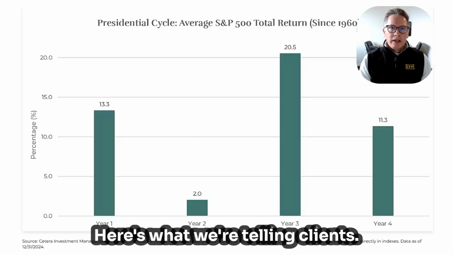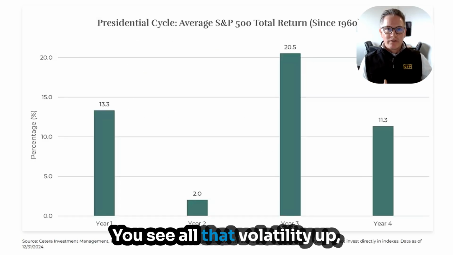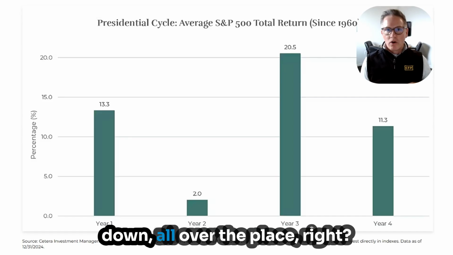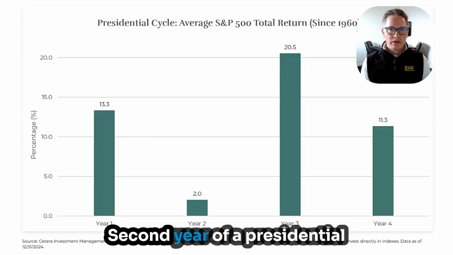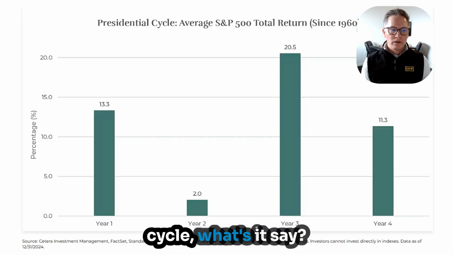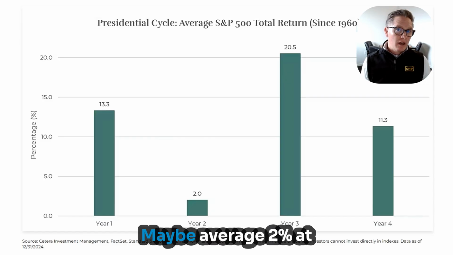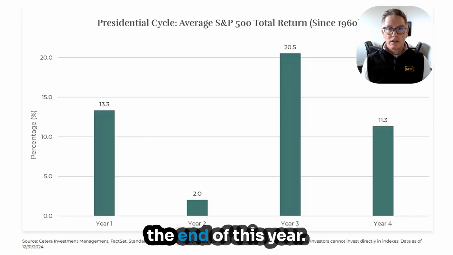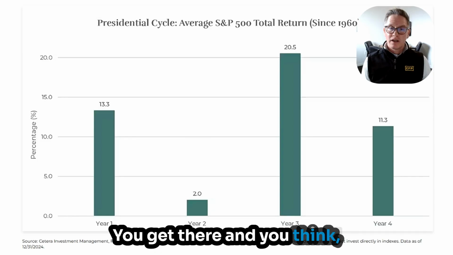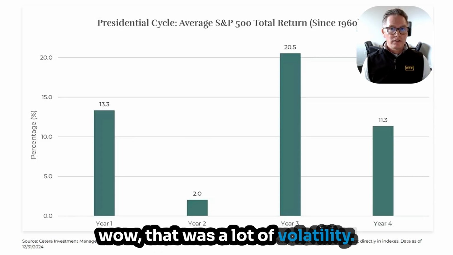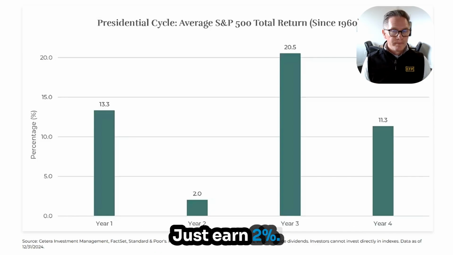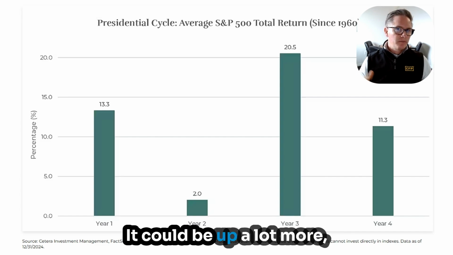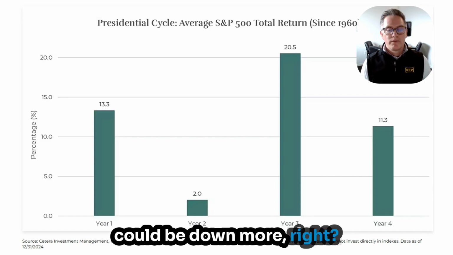Now, here's what we're telling clients. You see all that volatility up, down, all over the place, right? Well, guess what? Second year of a presidential cycle, what's it say? Maybe average 2% at the end of this year. You get there and you think, wow, that was a lot of volatility, just earned 2%. Again, this is an average. It could be up a lot more, could be down more, right?